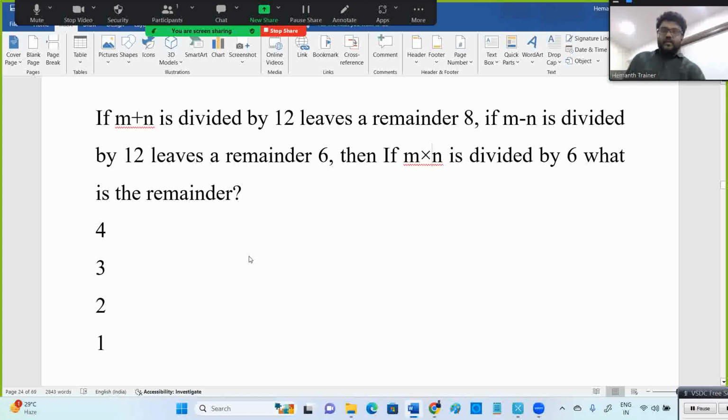M plus n divided by 12 leaves a remainder 8. M minus n divided by 12 leaves a remainder 6. You can take some random value for m and n, satisfying that. Then m into n divided by 6, what is the remainder?